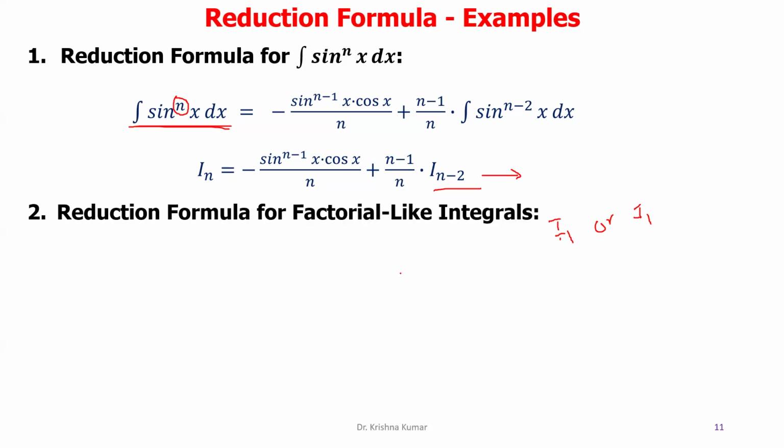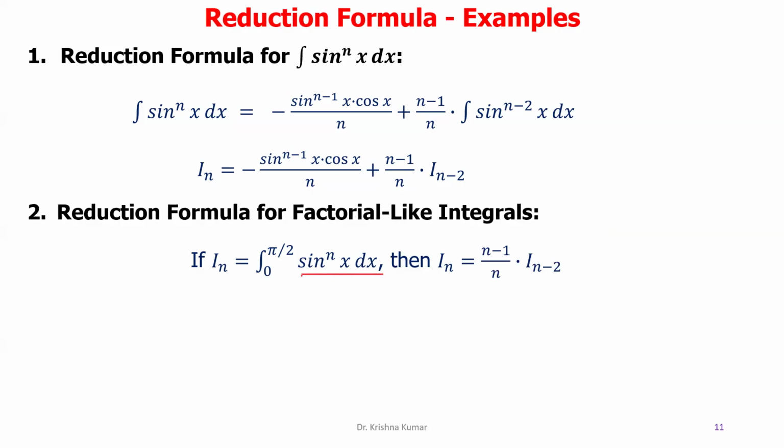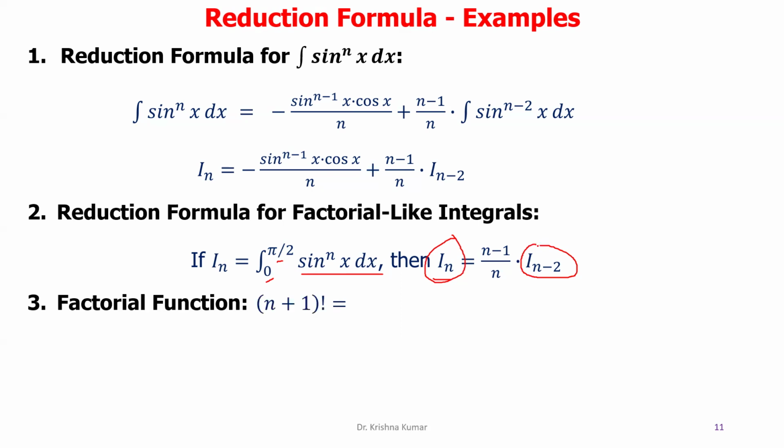Reduction formula for the integral from 0 to pi by 2. If In is equal to the integration of sin^n x dx under the limit 0 to pi by 2, then it can be written as In = (n-1)/n In-2. So again here, In can be reduced to the form of In-2. The third example is the factorial. (n+1) factorial is equal to n+1 into n factorial. So here (n+1) factorial is reduced to n factorial. Similarly, n factorial can be reduced to n into (n-1) factorial, and so on.